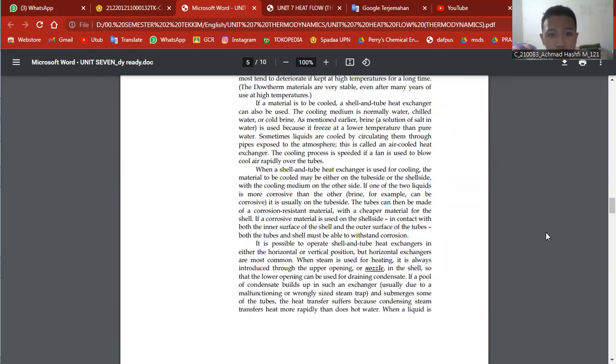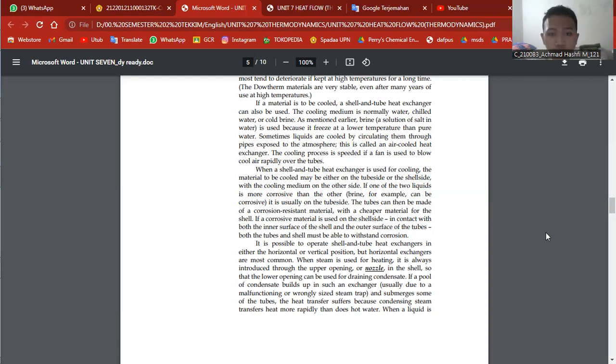If a material is to be cooled, a shell and tube heat exchanger can also be used. The cooling medium is normally water, chilled water, or cold brine. As mentioned earlier, brine, or a solution of salt in water, is used because it freezes at a lower temperature than pure water.